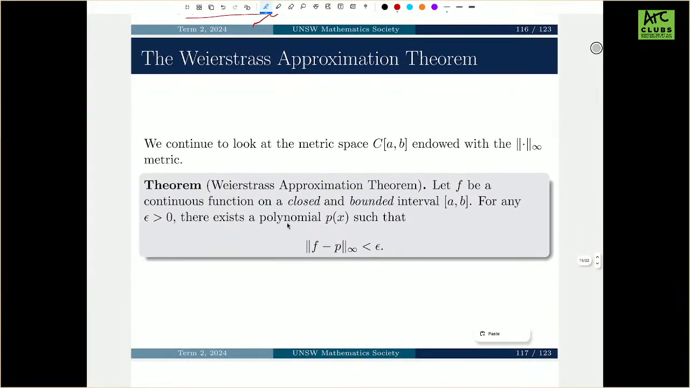Okay, Weierstrass approximation theorem. Here's something handy that will help us in the coming question. Think about this metric space with the supremum norm. The Weierstrass approximation theorem says that for a continuous function f on a closed and bounded interval [a,b], so basically an element of this, for any epsilon greater than 0, there exists a polynomial such that their distance with this norm is less than epsilon. So you can approximate such a continuous function on a closed interval arbitrarily well with a polynomial.